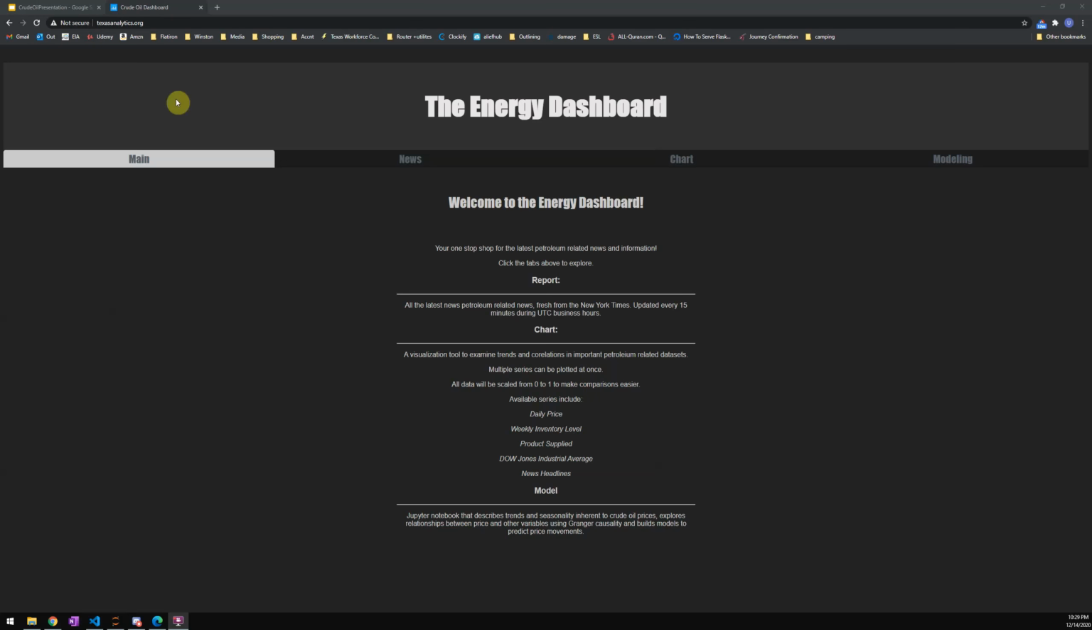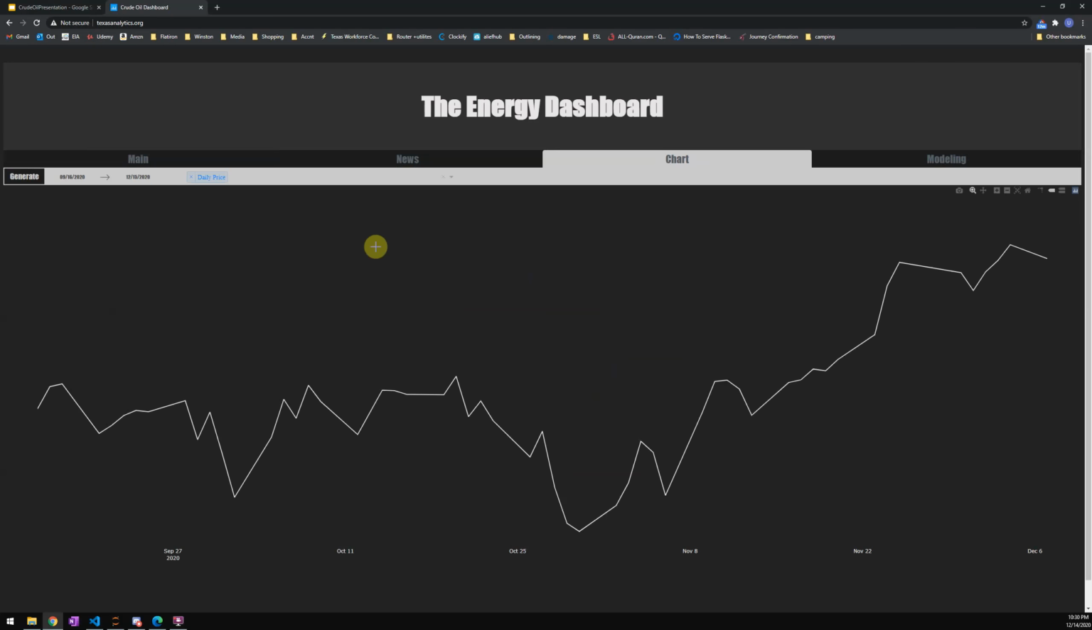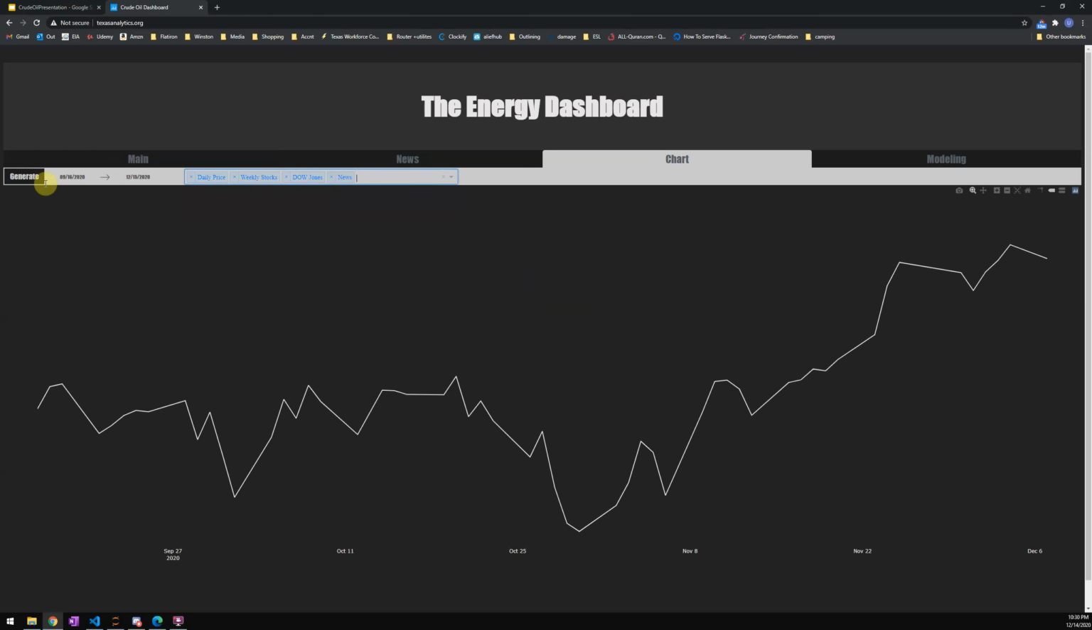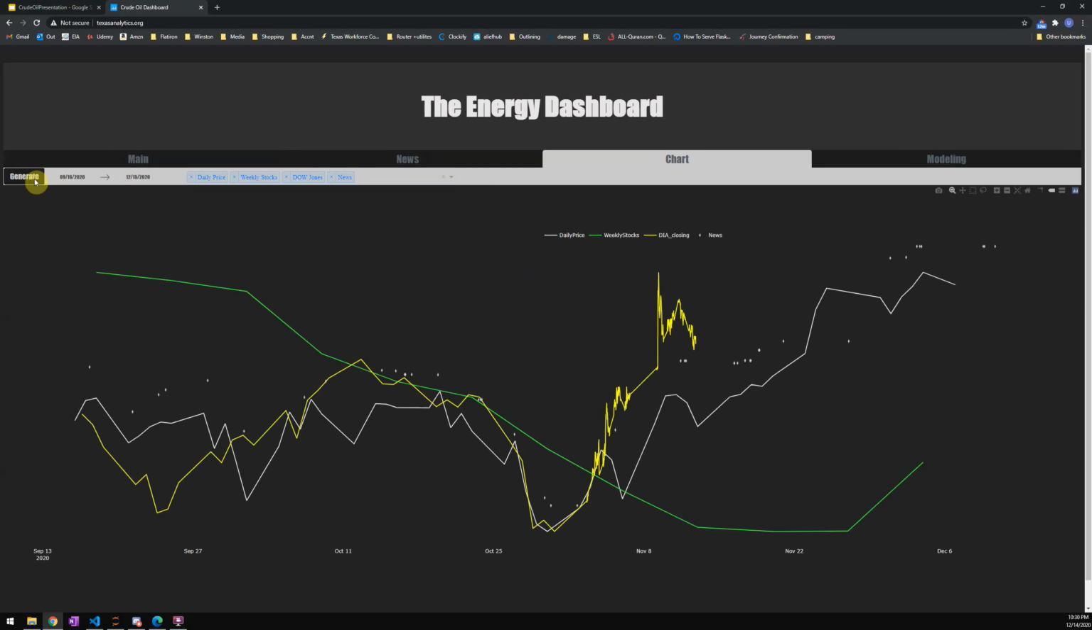So now let's head over to the dashboard that I made. This is an interactive charting tool that I made. It's updated every 15 minutes. You can specify the date range. You can look at the series that you want to study together, scaled between 0 and 1, so it's easier to compare the movement. So if we hit generate, we're going to see all the different lines.